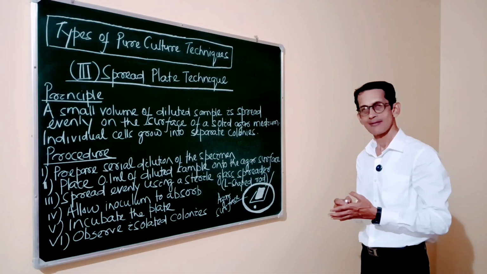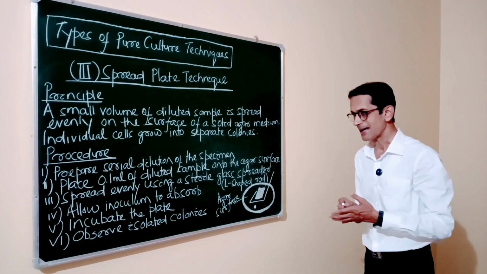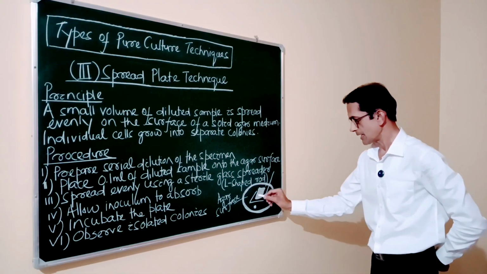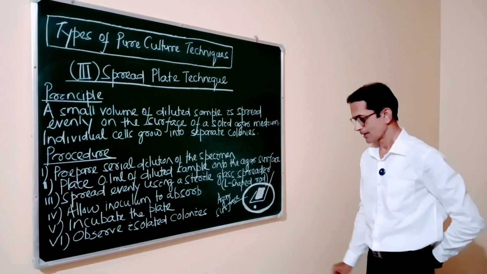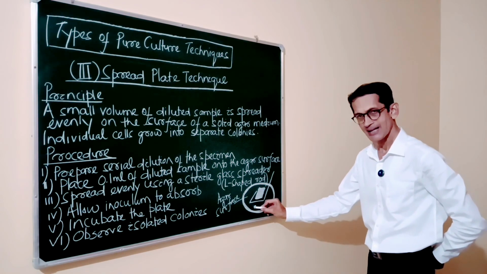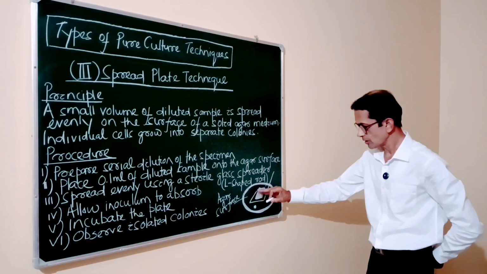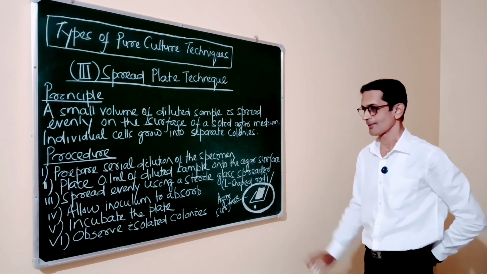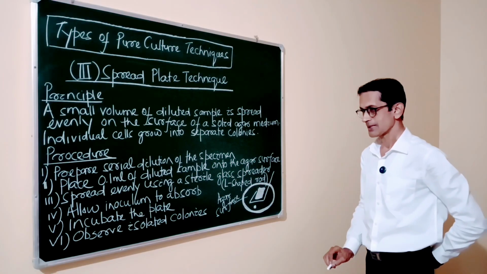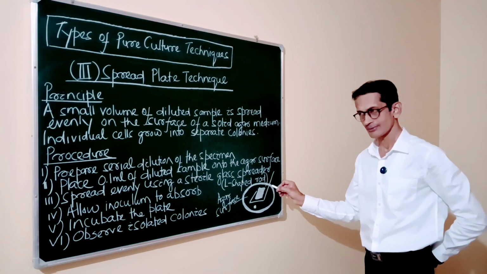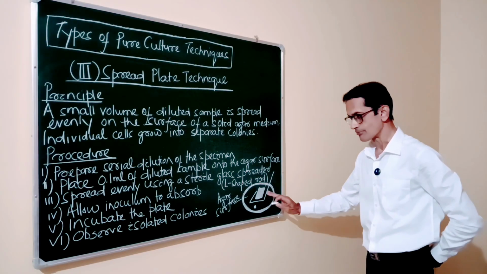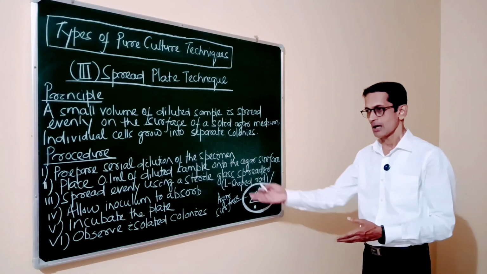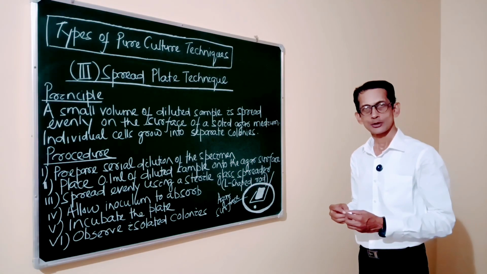It's an L-shaped rod. I will explain that. This is the agar surface. This is the L-shaped spreader. Here the sample is placed, and when it is spread evenly, it will look like this. So next, allow the inoculum to be absorbed. The sample will be absorbed, then incubate the plate and observe the isolated colonies.